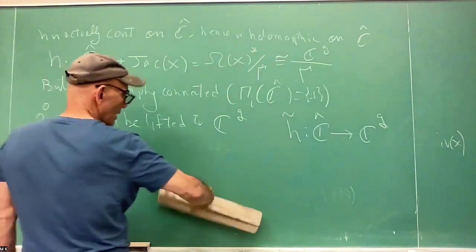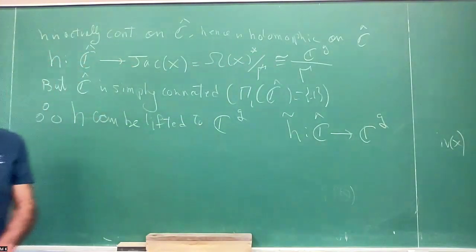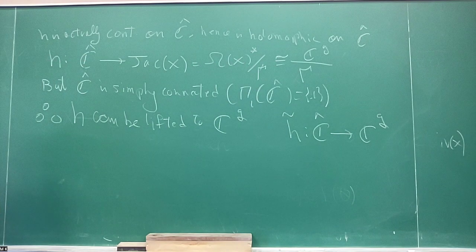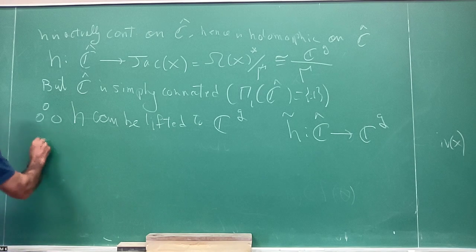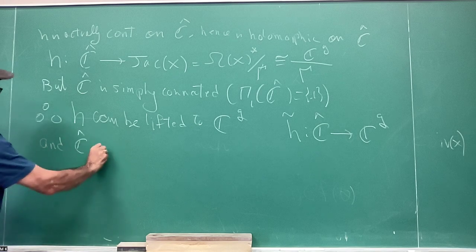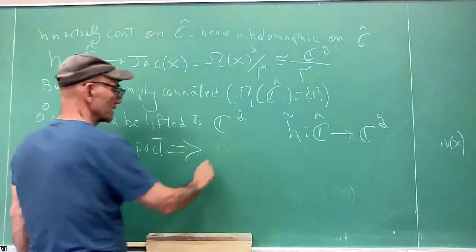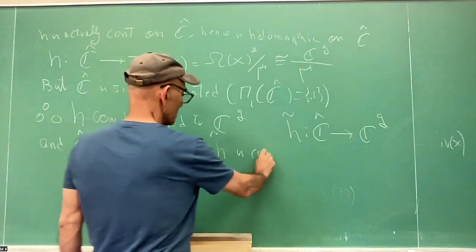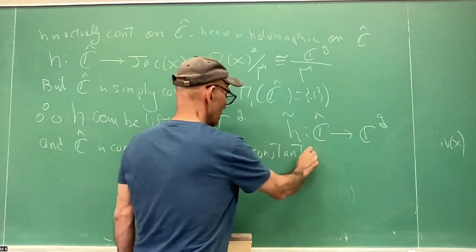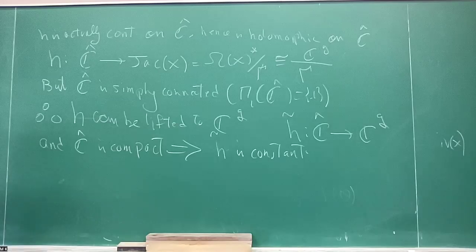But then each component is holomorphic. What can we say now? Each component is holomorphic, of course, because it's holomorphic in C^g, and C hat is compact. So it's a holomorphic function on a compact space, so it has to be constant. And since C hat is compact, it immediately follows that H tilde is constant.